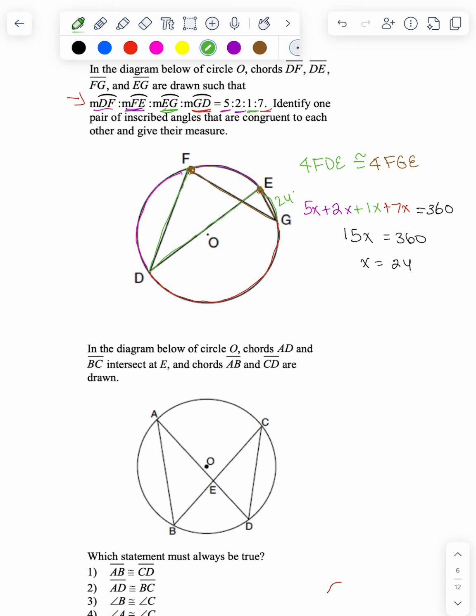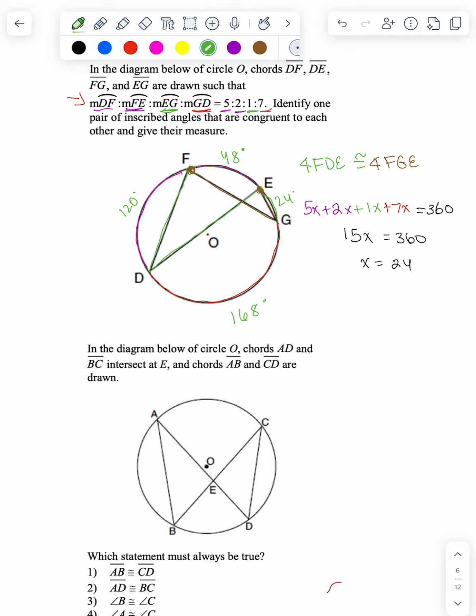Now let me plug in to find the other pieces. Let me find the 2x part next. The 2x part was FE, so I'm going to do 24 times 2. That's 48, so FE is 48 degrees. I'll do the 5x part next. That's DF, so 24 times 5, that's 120. And finally, the 7x part, 24 times 7, and that's 168. And all of these, using our vocab from before, are minor arcs. They're all less than 180 degrees.